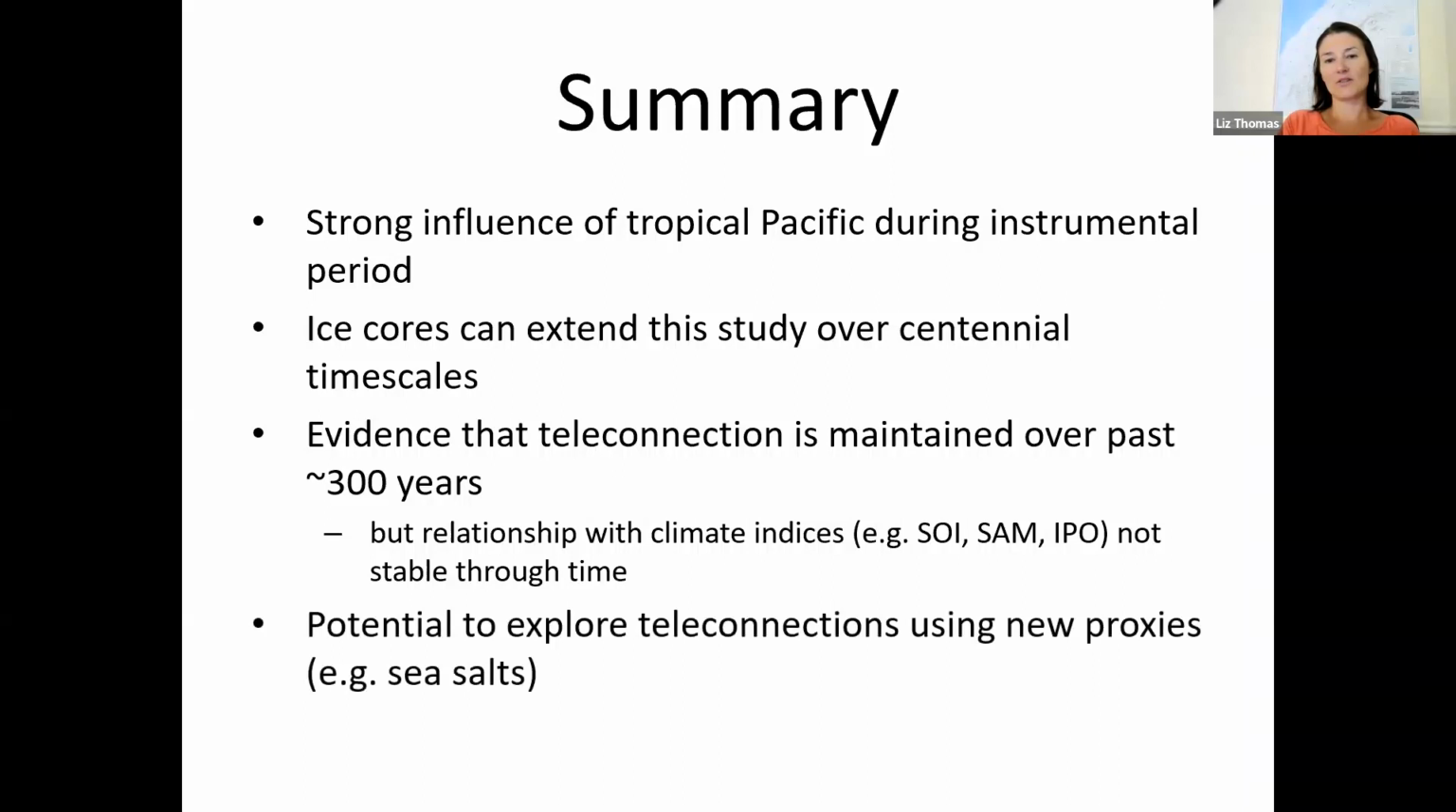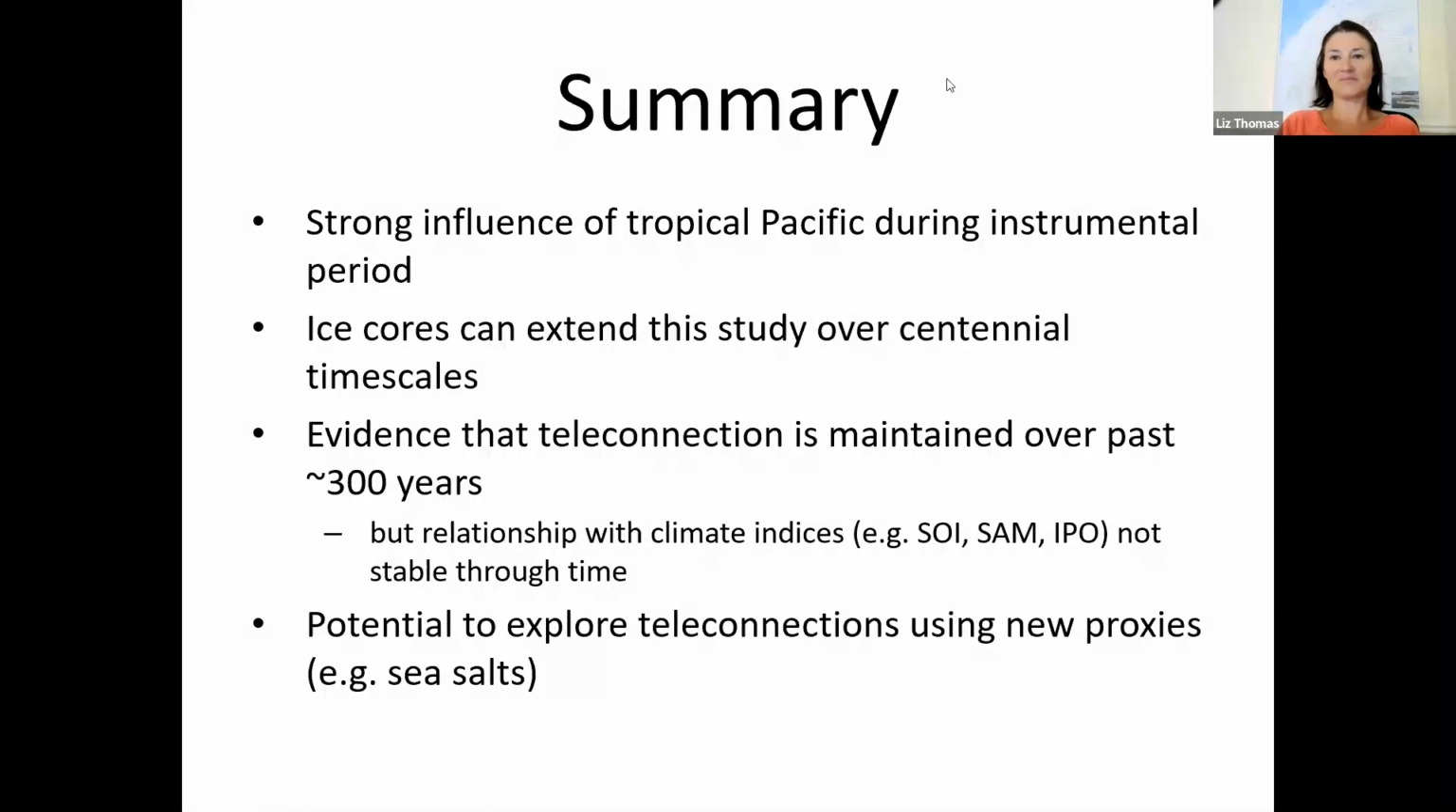And just finally, more of a plug for future work: now we need to start using the ice cores in different ways and start extracting more information from them that could be beneficial in exploring these teleconnections over longer time periods, but also over the whole of the Southern Hemisphere. So we can really start to look at the interplay between these different basins over longer time scales. And with that, I will finish.